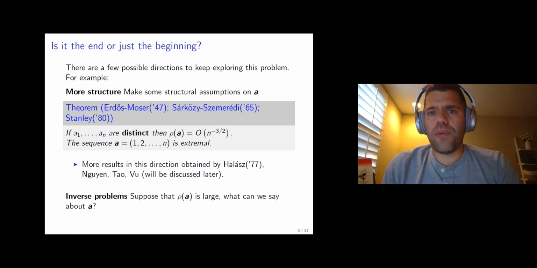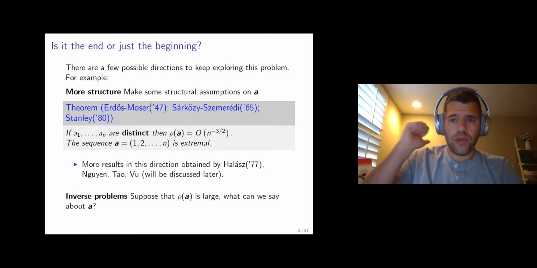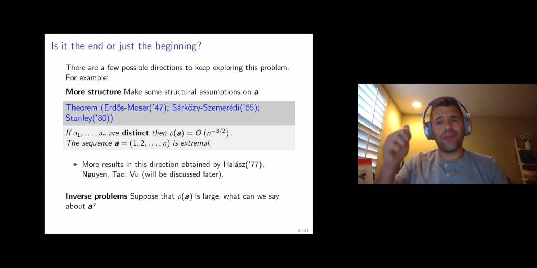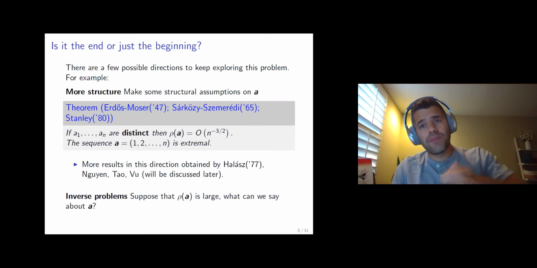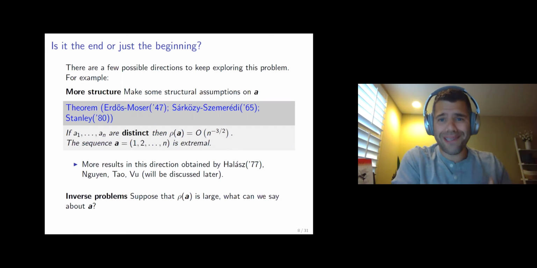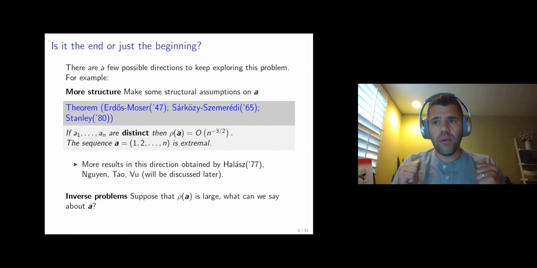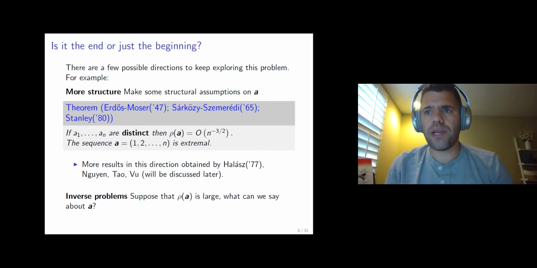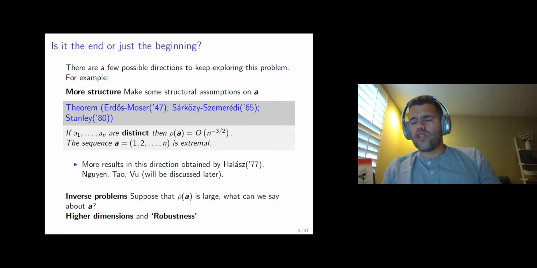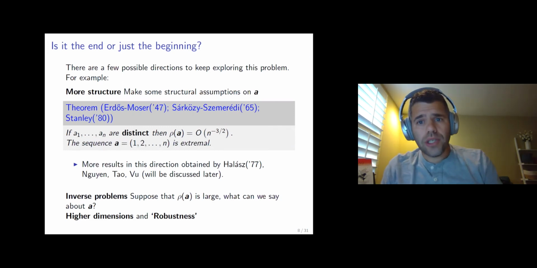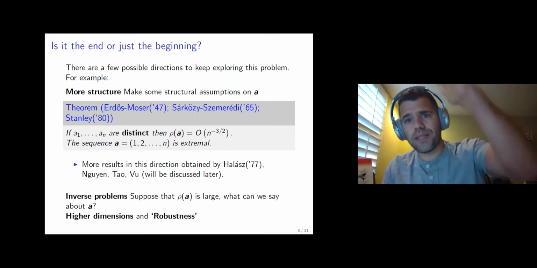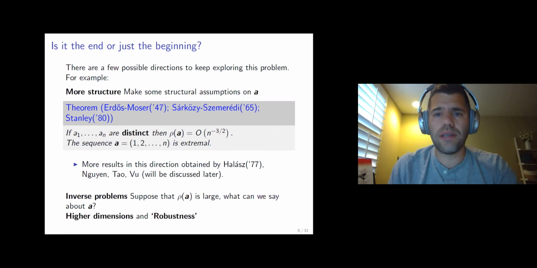And another kind of problem that we can ask is inverse problems. Suppose that the atom probability is large, what can we say about A? Like, we did the other way around, we said let's assume that A has more and more structure, or less and less structure, what can we say about the atom probability? Here we can do the opposite: ask if the atom probability is large, what can we say about the structure of A? We can also ask the same question for higher dimensions. And we can also ask robustness kind of problems. I will start with robustness, but I will try to cover all these aspects.